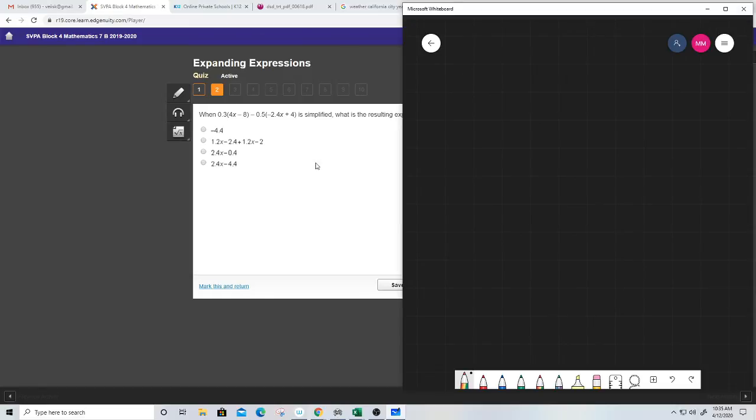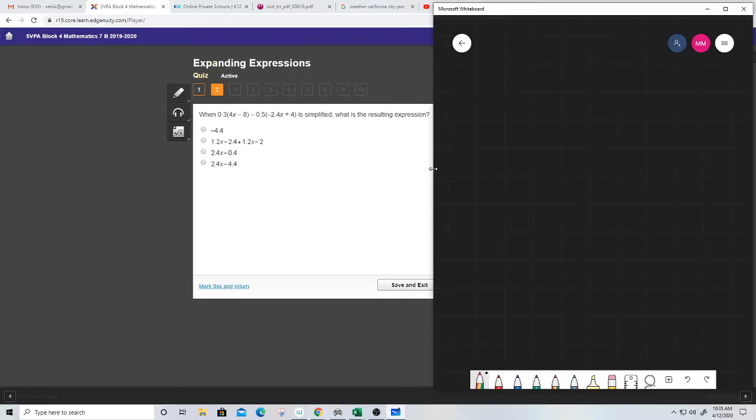Alright, what is the resulting expression? Alright, I love it. I think they start all these tests out like, just do it. I like it. It gets my momentum up. I feel confident. Alright, minus 0.5, negative 2.4x plus 4. Alright, so then 0.3 times 4. What's 3 times 4? 12, right? And then it has one decimal spot, so just put a little decimal there. And then 0.3 times 8, well, what's 3 times 8?